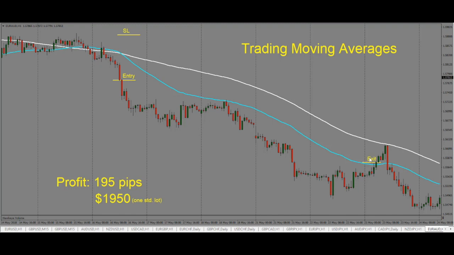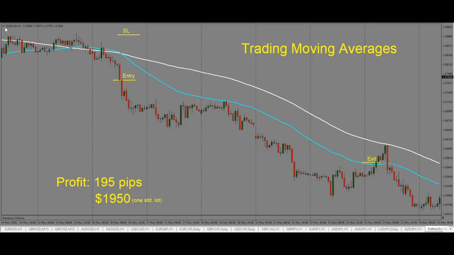So in this case, we can exit the trade here, or you could also wait for it to cross to the other side of the slower moving one. In that case, we would be giving back more pips. So it's a choice whether you want to close your trade when the price closes above the faster moving average or the slower one. So in this case, we'll just exit here. From entry to exit, we get 195 pips in our trade.